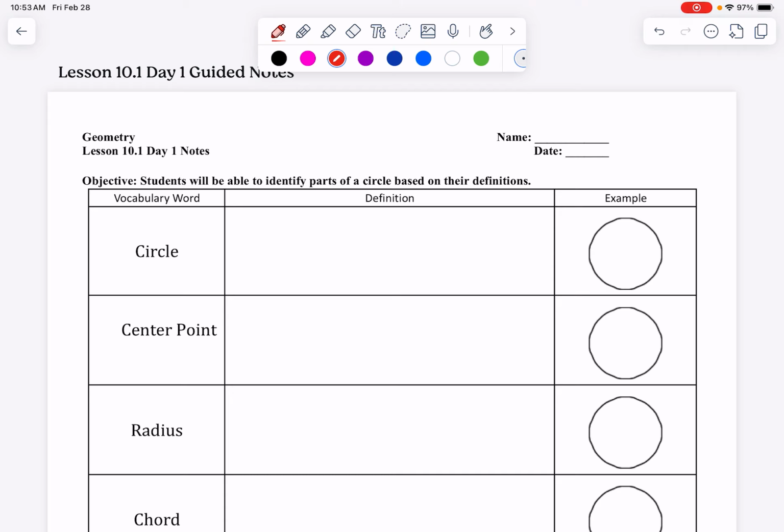So, we are starting Unit 10. Unit 10 deals with basically circles and circle parts and relationships between those. So what we need to discuss today is just what parts are those and how do we identify them, okay? So let's start with the basic one. What a circle is, it's a non-polygon, okay? Because it has curved edges, that's why it's a non-polygon.